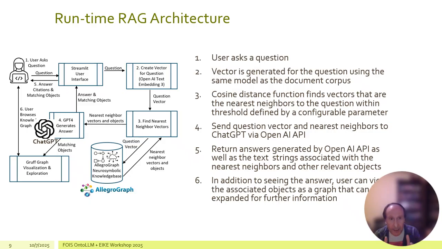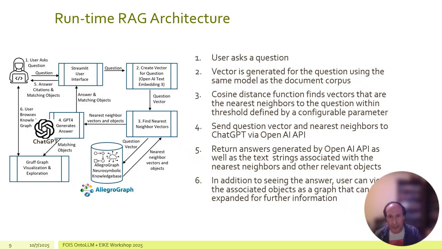And step 3 is we do that comparison with a cosine distance function that finds vectors that are the nearest neighbors to the question within a threshold defined by a parameter that you can configure. And this is an example of one of those linear algebra type mathematical operations where you need to have an efficient representation of the vectors in order to do efficient operations like these cosine distance functions.